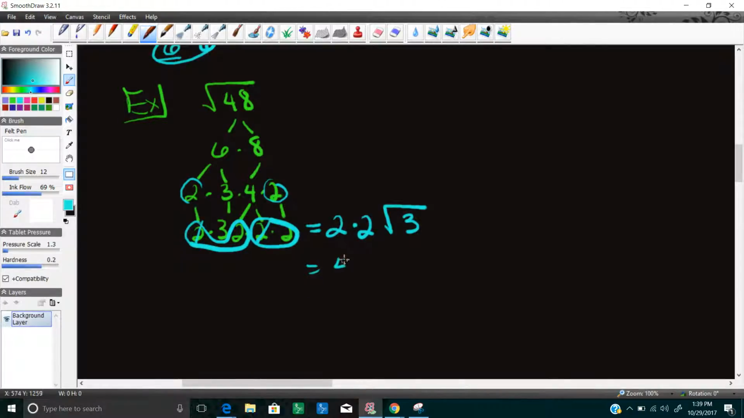So 2 times 2 is 4, and then I have the square root of 3. Okay. And if you wanted to check this, you could take this 4 and plug it back in. Remember, when you plug it in, it gets doubled. So it would be like saying 4 times 4 times 3. You don't have to write this, it's just extra. 4 times 4 is 16, and 16 times 3 is 48. Okay, so this works out as well.